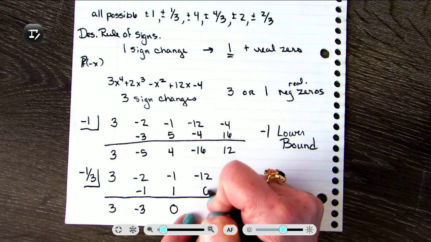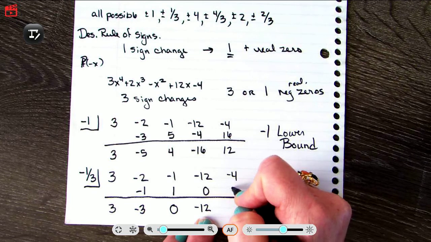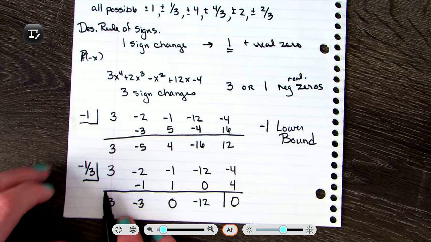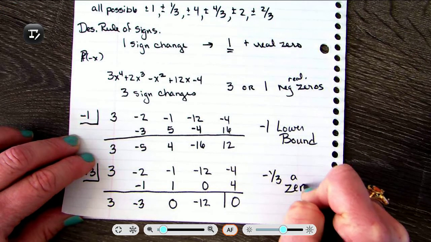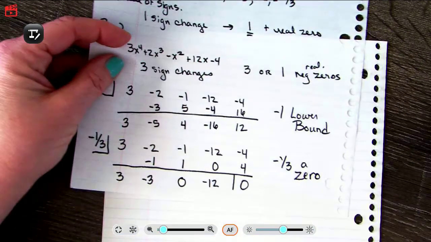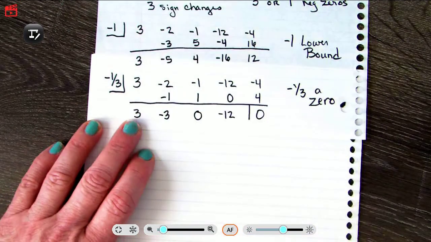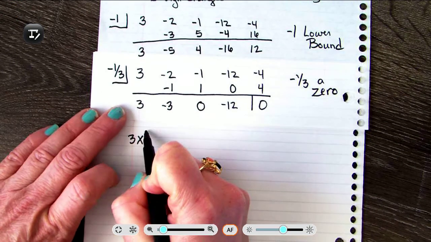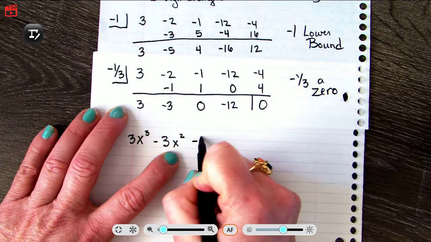I multiply, and then I'm going to multiply and add. We get a 0 as a remainder, so that means that -1/3 is a zero. So we're happy. Okay, and even further, we know what is left. Because we were at a 4th degree, this is going to be now a 3rd degree, and it's going to be 3x cubed minus 3x squared minus 12.